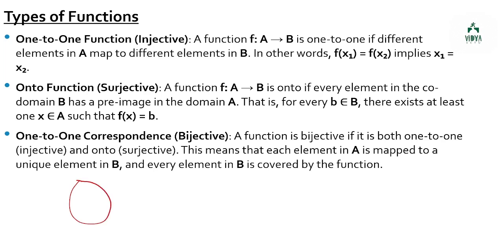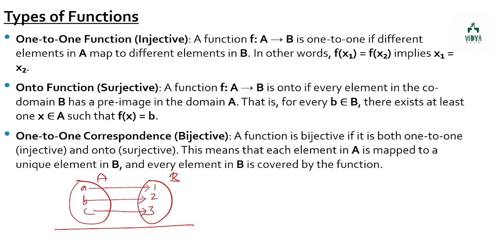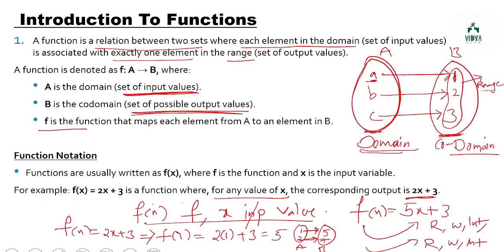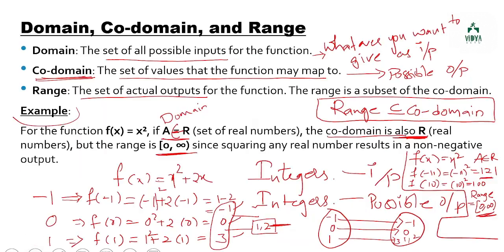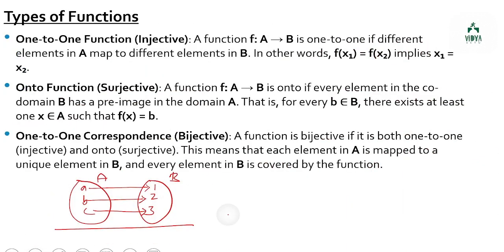See, this is set A, this is set B. First of all, to be a function, A, B, C, 1, 2, 3. To call this relation a function, each element of A should be mapped to at least one element of B. That is what we read, right? See here. A function is a relation between two sets where each element in the domain is associated with exactly one element. Okay, this is a function.